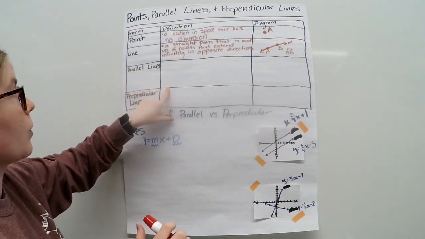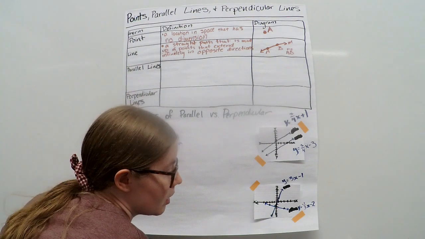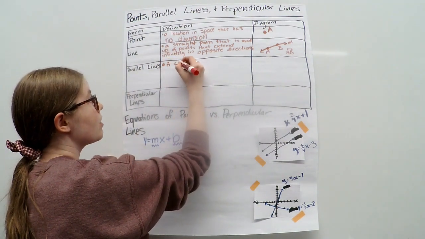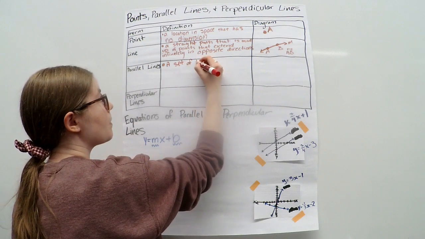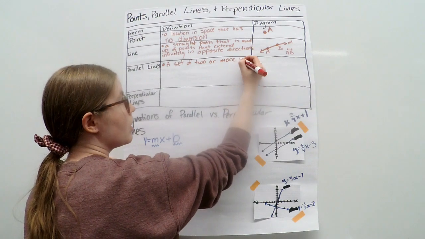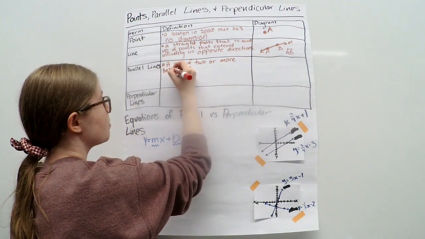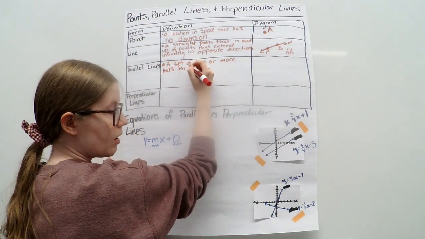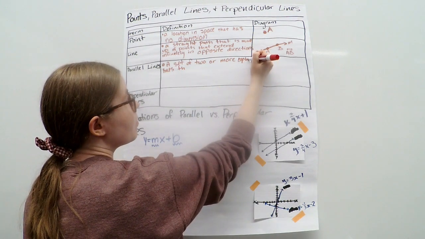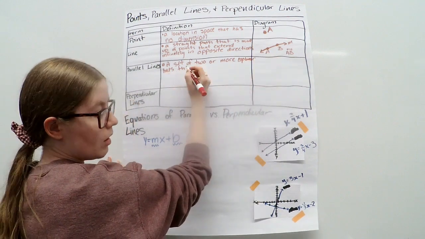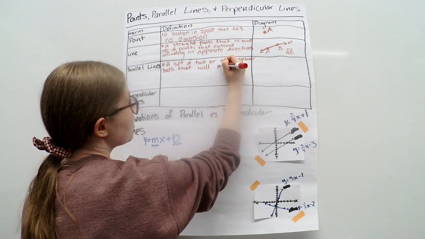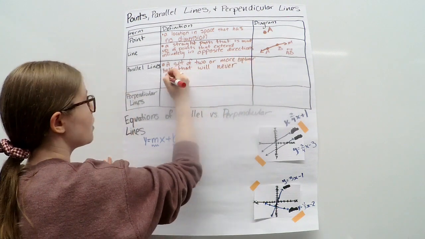Next, we're going to go through the definition of parallel lines. This is a set of two or more coplanar lines that will never intersect.